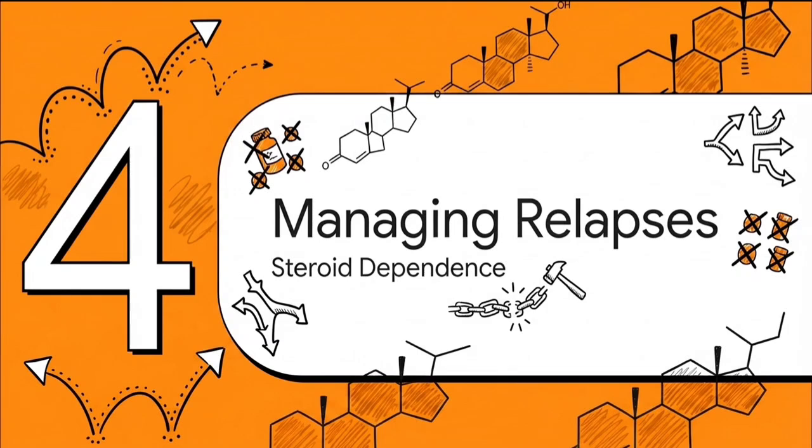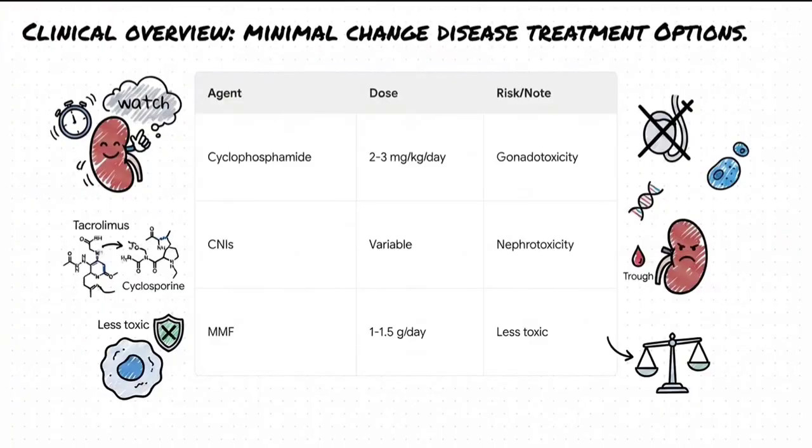What do we do when first-line therapy just isn't enough, or the disease keeps bouncing back? When patients are relapsing frequently, or they become dependent on steroids just to stay in remission, we have to pivot to steroid-sparing agents. Our traditional second-line heavyweights include cyclophosphamide at 2 to 3 milligrams per kilogram a day. It's highly effective at knocking down relapse rates, especially in kids. But you've got to watch those cumulative doses like a hawk due to the severe risk of gonadotoxicity.